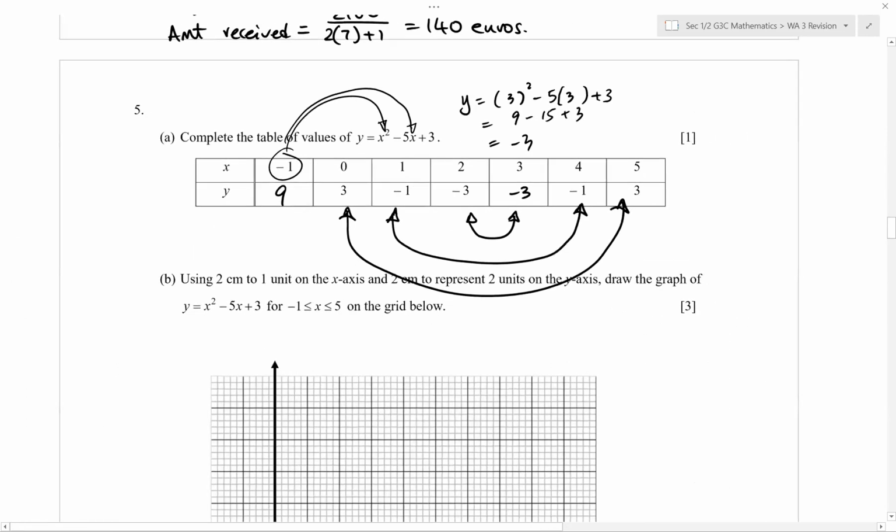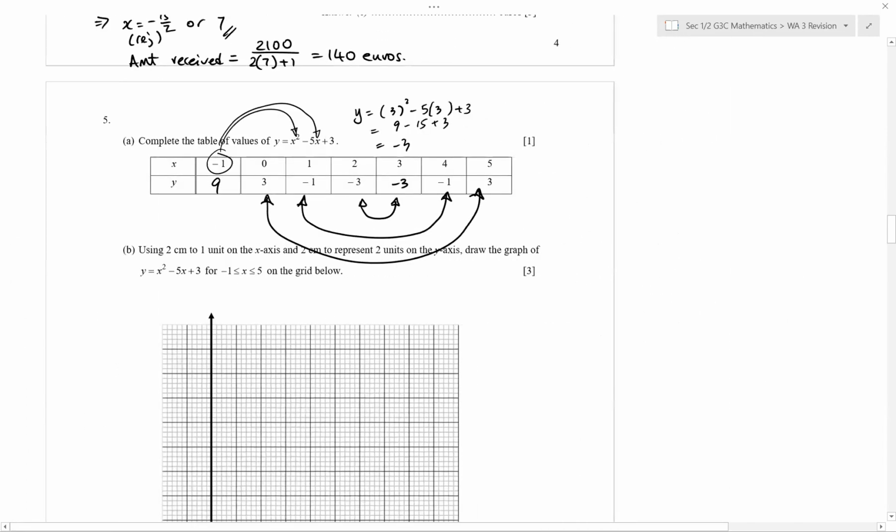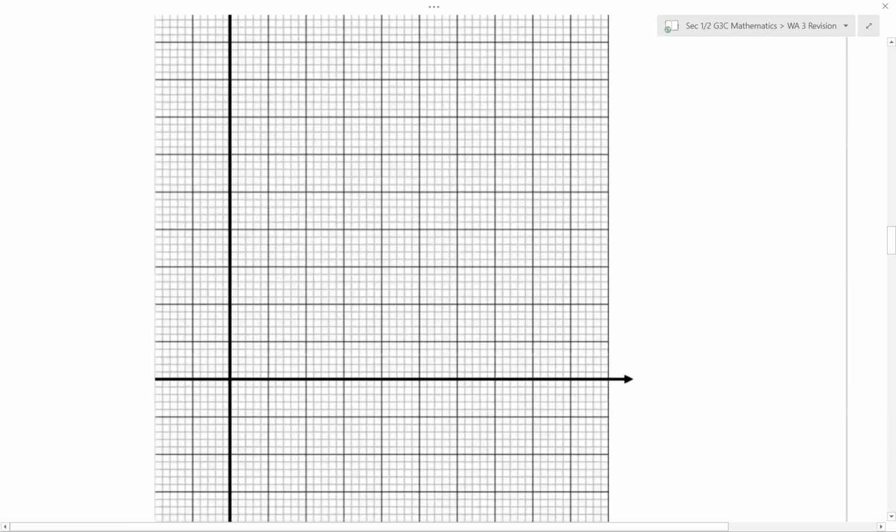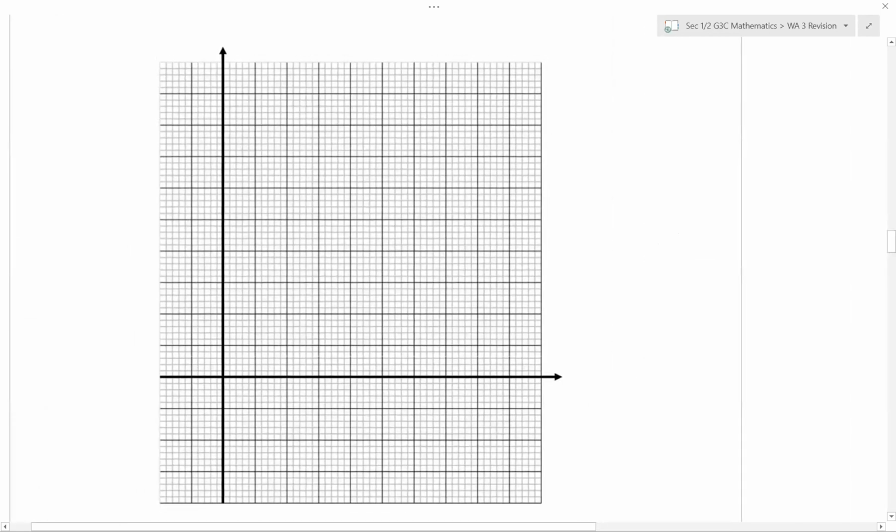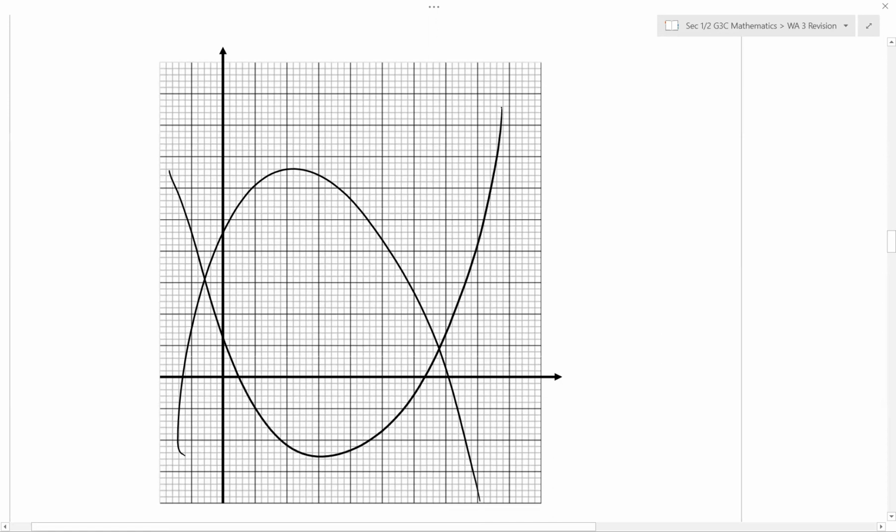I'm telling you now, when you plot for the upcoming end of year exam, the only parabola you will see will look like this. Okay, must be symmetrical, or it will look like this. Confirm. Smiley face, sad face.